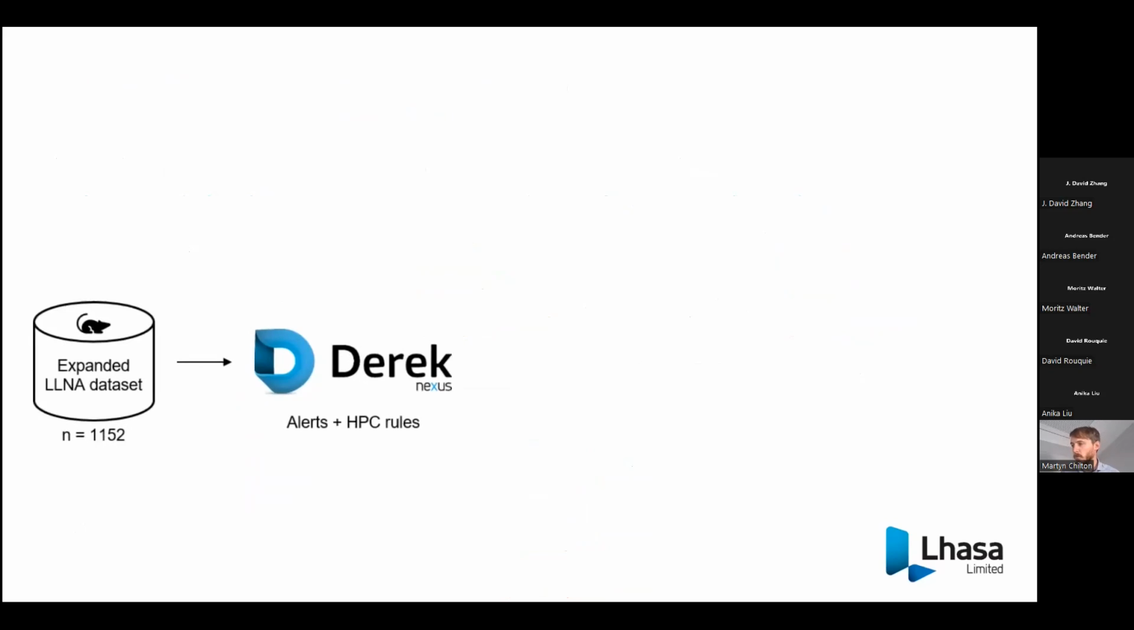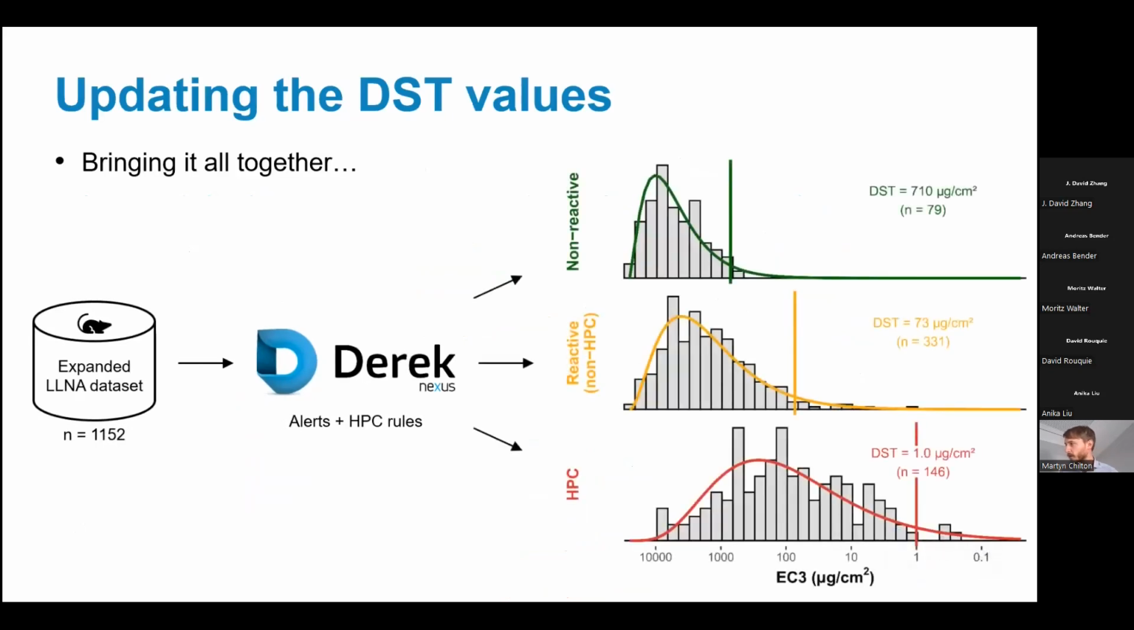So what does that look like? Well, bringing it all together, this is a figure that encapsulates the final results. You can see we started with 1,150 odd chemicals. As I said, about half of those are sensitizers, so 556, I think it was from memory. Of those, a small number were classified as non-reactive, and that led to a non-reactive DST of 710 micrograms.